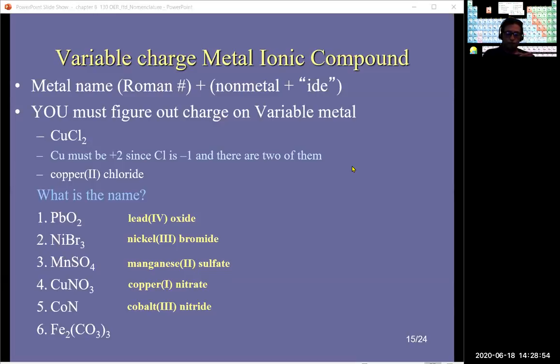Now, we have an interesting thing here. You see Fe, which hopefully by now you know the name of that is iron. Iron is not one of the 16, so it's a variable oxidation number. The question is, all right, what is its charge?